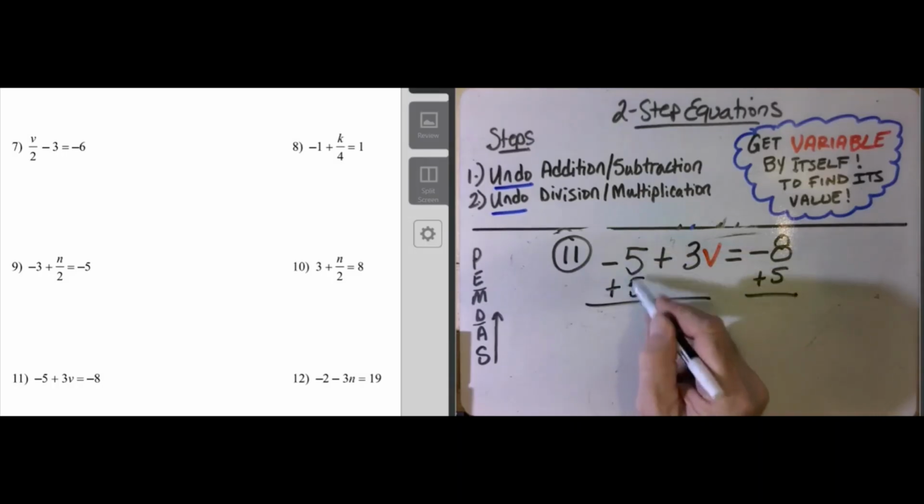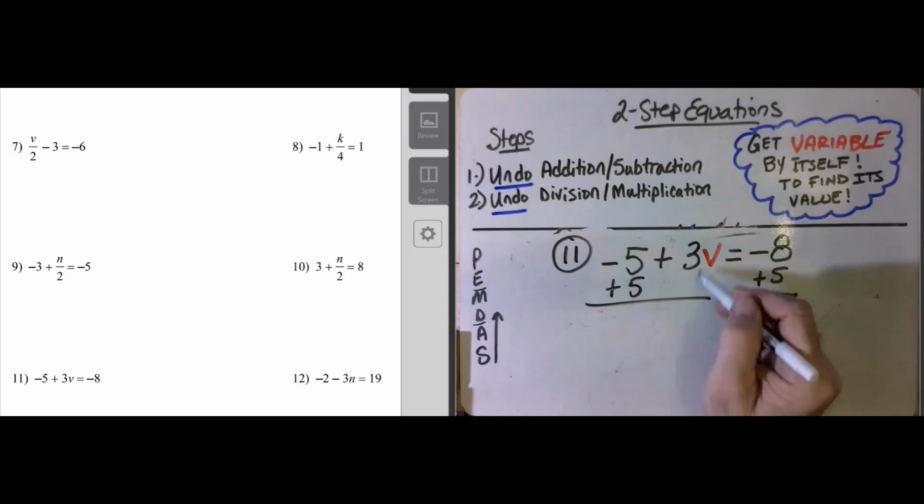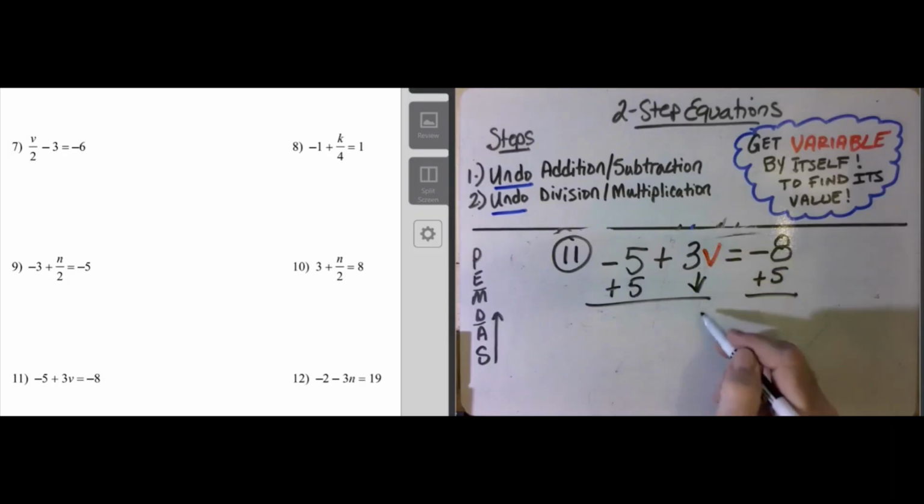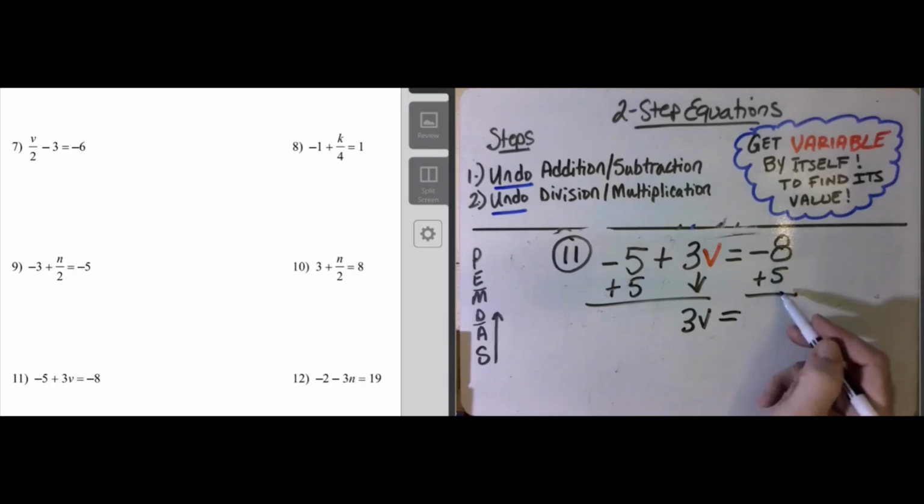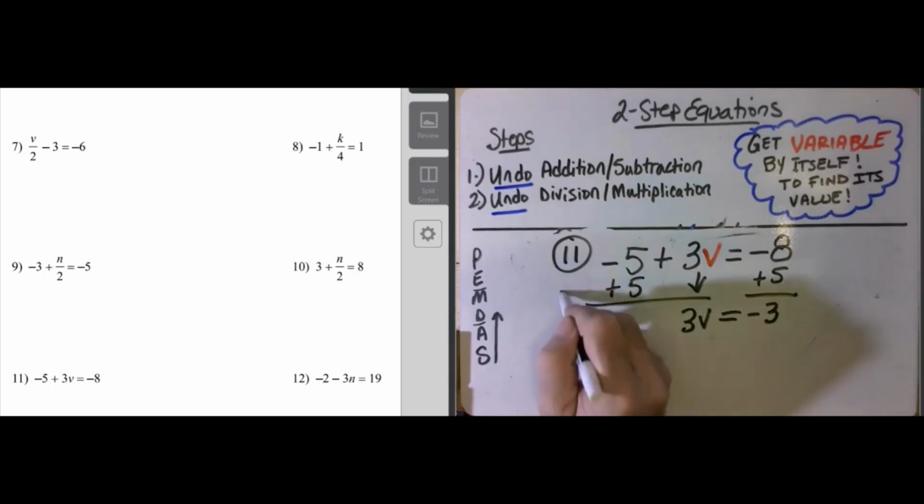Negative 5 plus 5 is 0. There's nothing to add or subtract to that. There's no like terms. So you bring that down. Negative 8 plus 5 is a negative 3. That takes care of step 1.